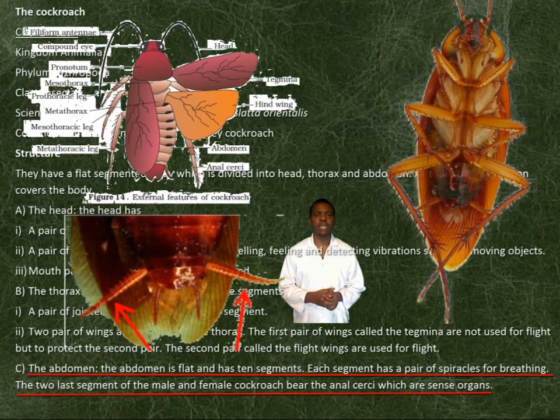C. The abdomen. The abdomen is flat and has 10 segments. Each segment has a pair of spiracles for breathing. The 2 last segments of the male and female cockroach bear the anal sacci, which are sense organs.